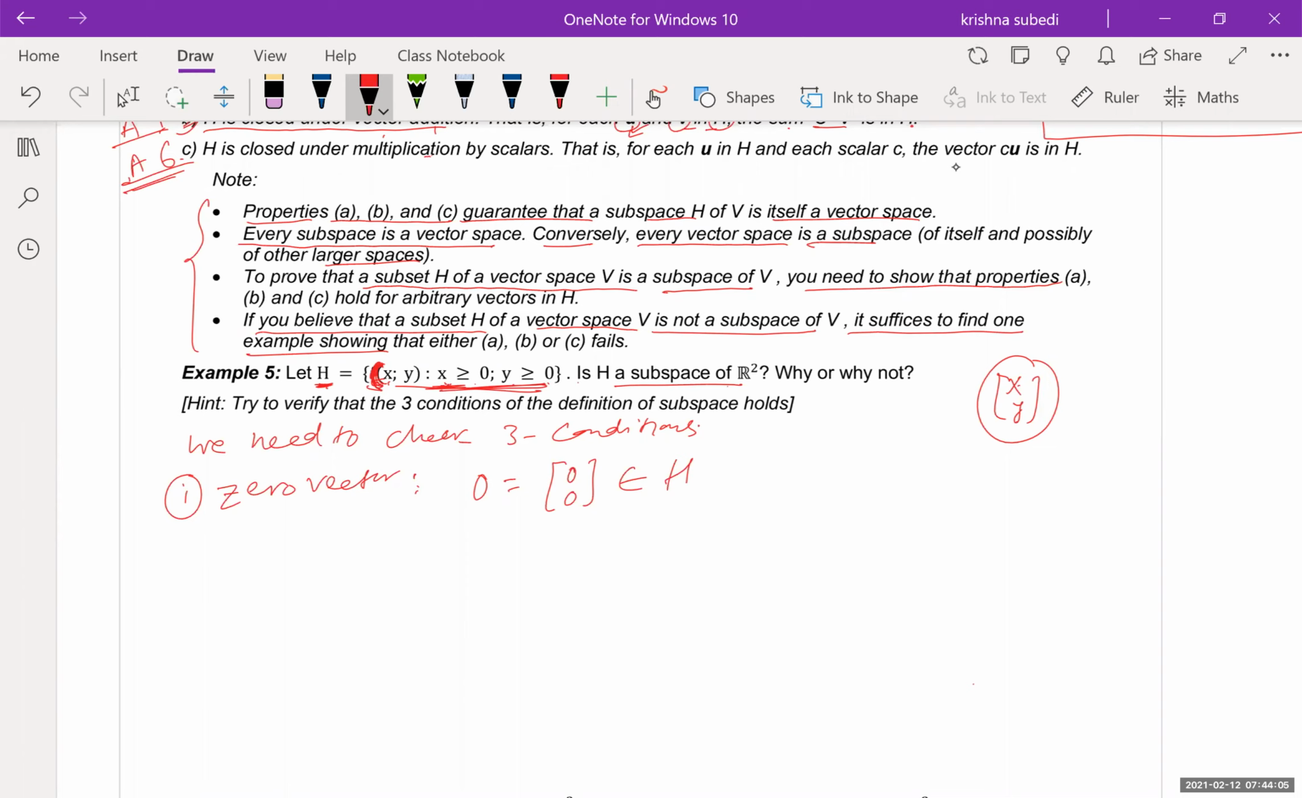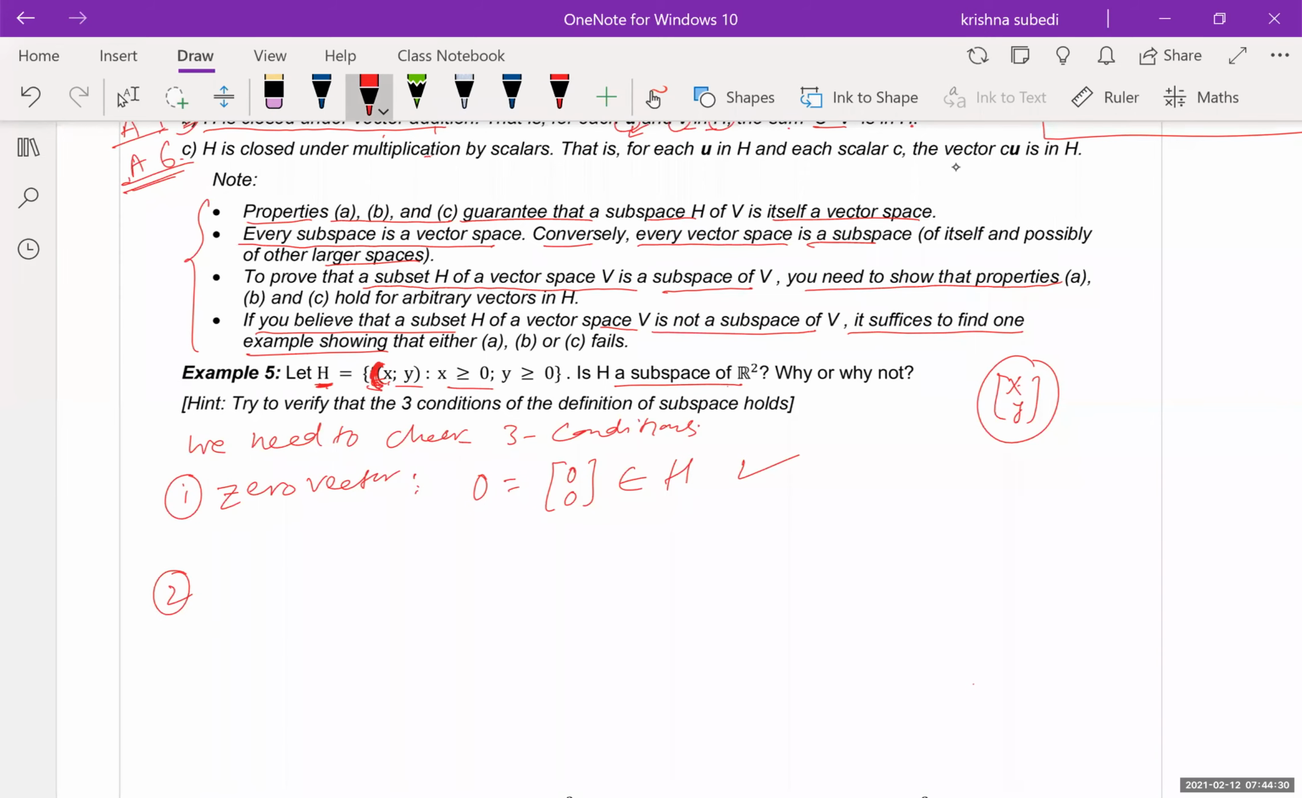Now, just in case the question was x is greater than 0 and y is greater than 0, then you cannot consider 0, 0. Therefore, it violates condition 1. You can say directly that it does not satisfy condition 1, therefore it is not a vector space. But in this case, 0 can be considered. So 0 is in H. Condition 1 checks.